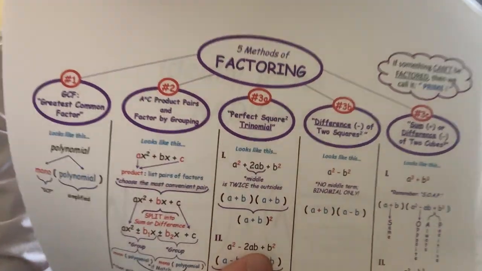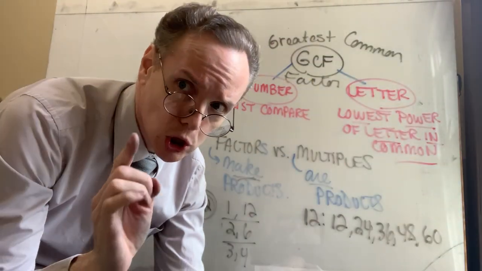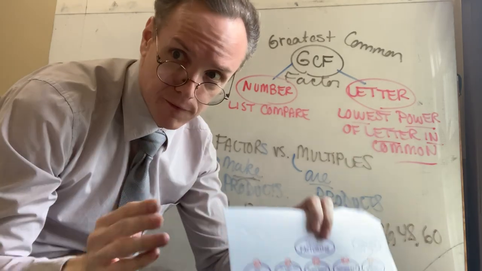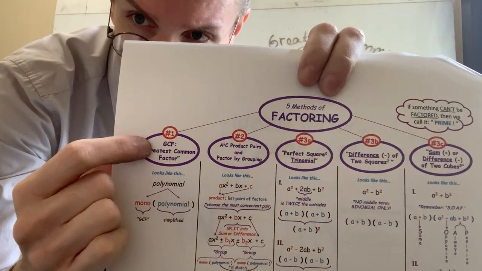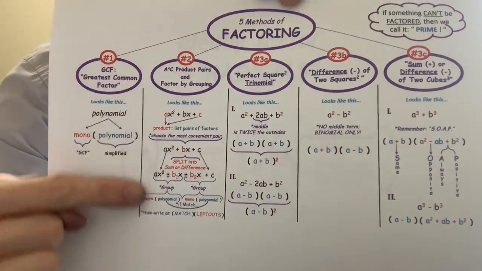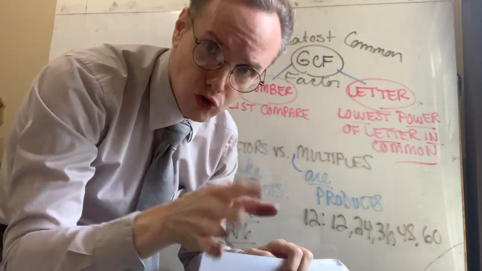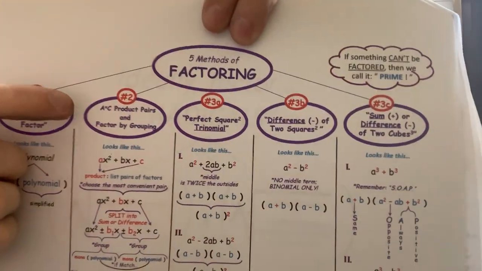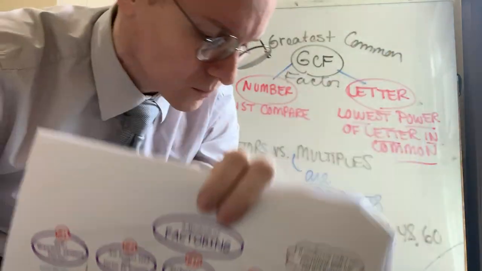All right. Basically, what I have described so far is just this, the GCF method. The method that you should always try first until it fails. When it fails, move on to more sophisticated methods, but always attempt to do this first. What I want to talk about now is this method here. AC, I call it this. I've never seen a textbook actually say it. I'm calling it by the way it looks. AC product pairs in tandem with factoring by grouping.